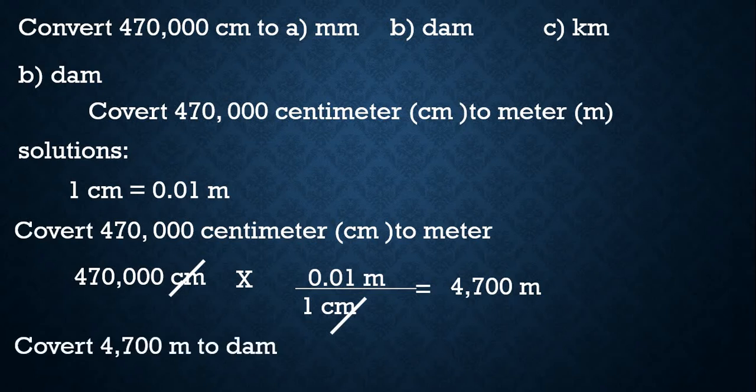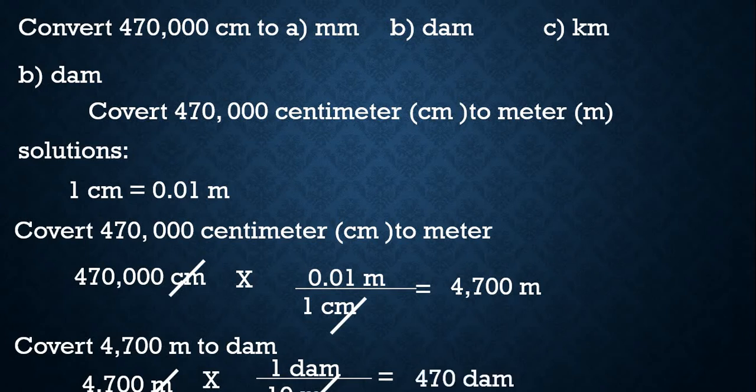Now this time, we will convert 4,700 meter to decameter. Okay, now the conversion of 1 decameter is 10 meters. So 4,700 meters times 1 decameter over, ano ba yung katumbas ng 1 deca? 10 meters. Okay? Now, cancel meters. Then, 4,700 times 1 divided by 10 is 470 decameter. So, meaning to say, 4,700 centimeter is equivalent to 470 decameter.